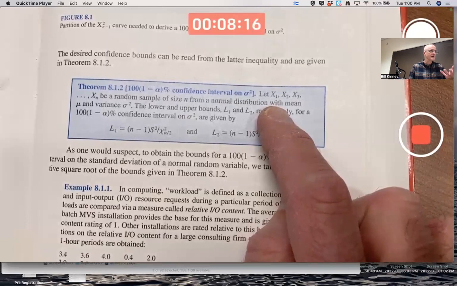This always goes on when you're using statistics, right? Is that a reasonable assumption? If it seems somewhat reasonable, I'll go ahead and use the theorem.